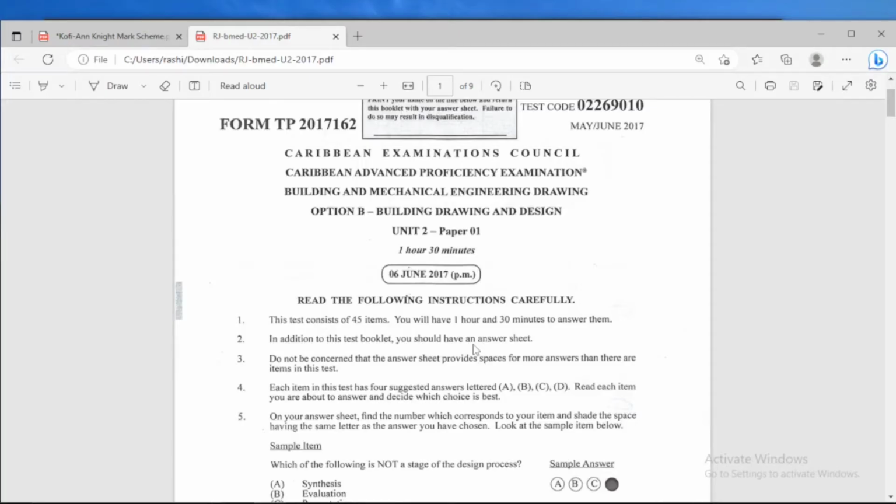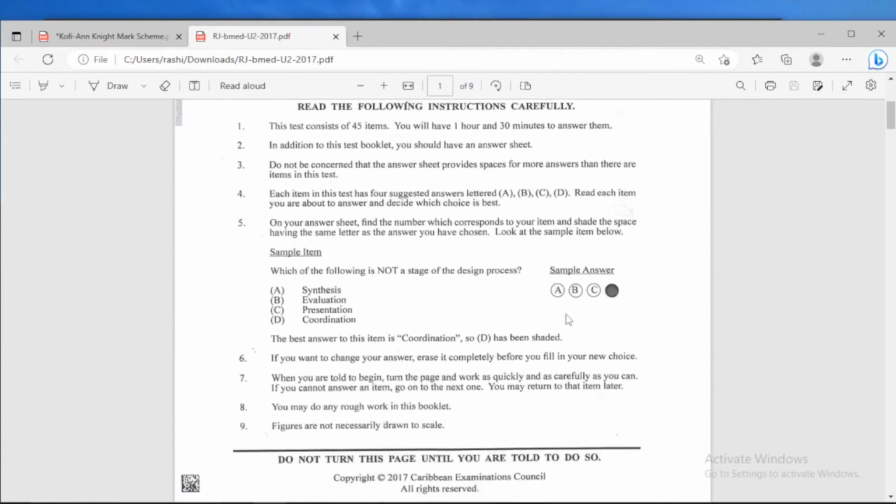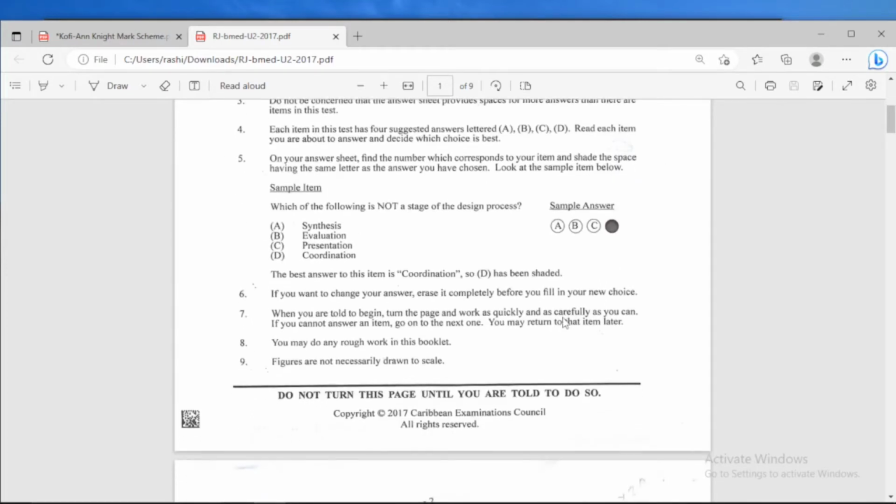Now for the cover page, it is just your basic multiple choice instructions, saying that you should read the instructions carefully, ensure that you shade the answer carefully, and all that. So now let's get straight into the questions.